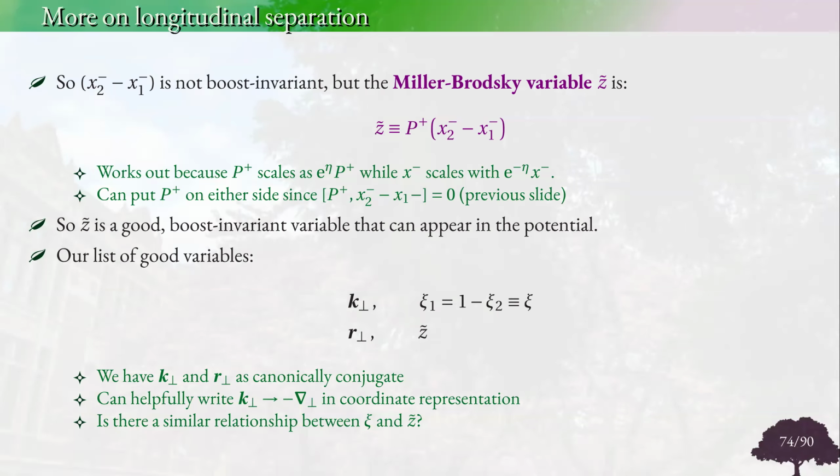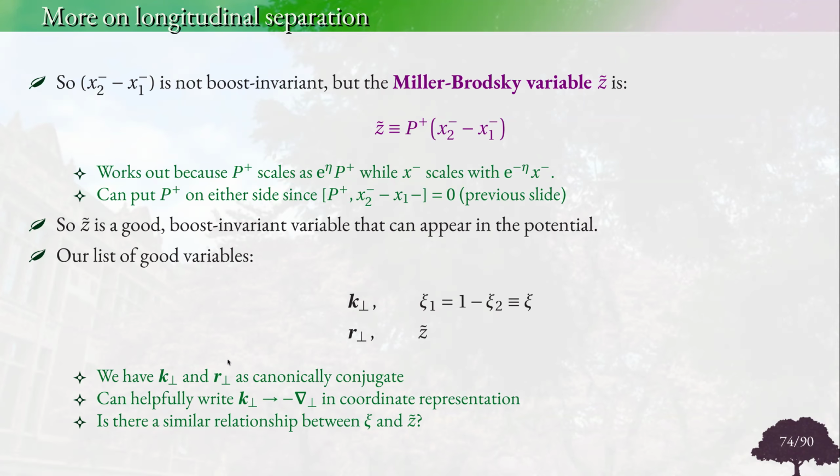So we have a list of good variables to use. We can either, in the momentum representation, use k perp and our momentum fraction. Our two momentum fractions are constrained to add up to 1, so we typically just choose one of our particles and, for the two-body case, use its momentum fraction as a variable. Or in the position representation, we can use the transverse separation and the Miller-Brodsky variable.